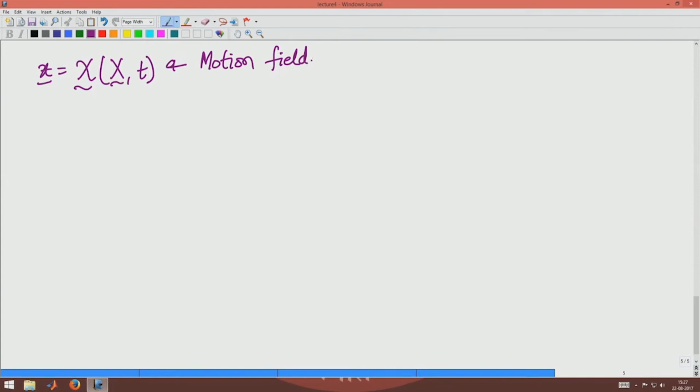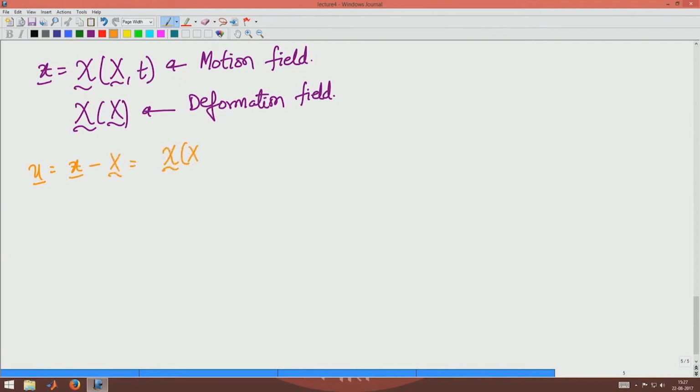If I drop the dependence on time, if I write psi as a function of capital X alone, this is called the deformation field. Now, I use this equation to write my displacement as u is small x minus capital X. So, this becomes psi as a function of capital X comma t minus capital X. So, this becomes u hat of capital X comma t, some function of capital X comma t.